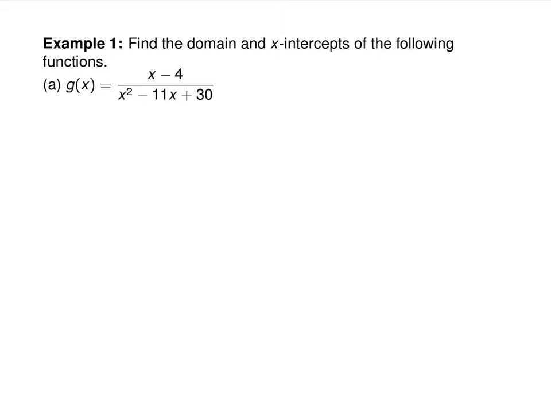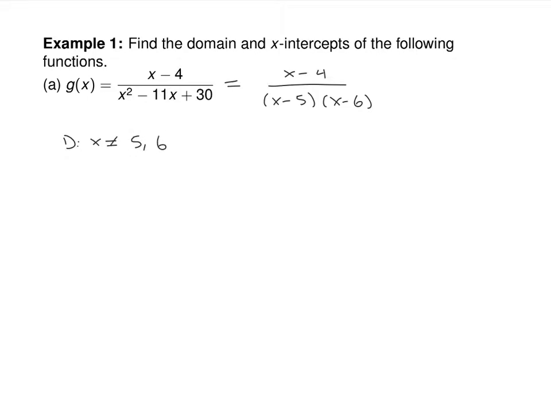What might be problematic with a rational function? We already did this, right? Where the denominator equals 0. So take that function, factor the denominator if it factors. Does x squared minus 11x plus 30 factor? How? x minus 5, x minus 6. So for the domain, x cannot equal 5 and 6.